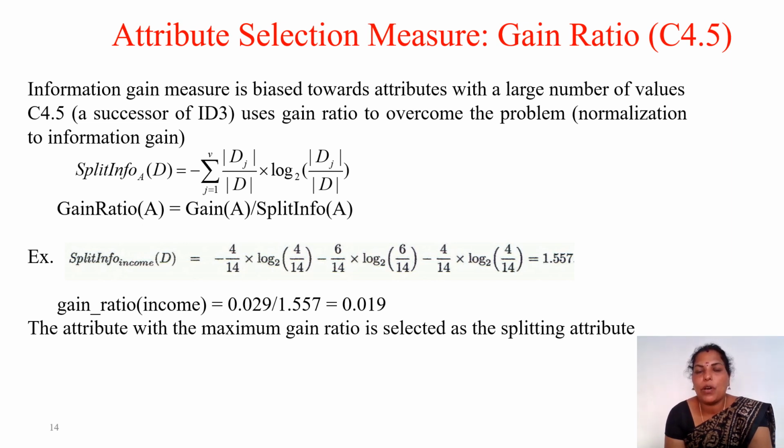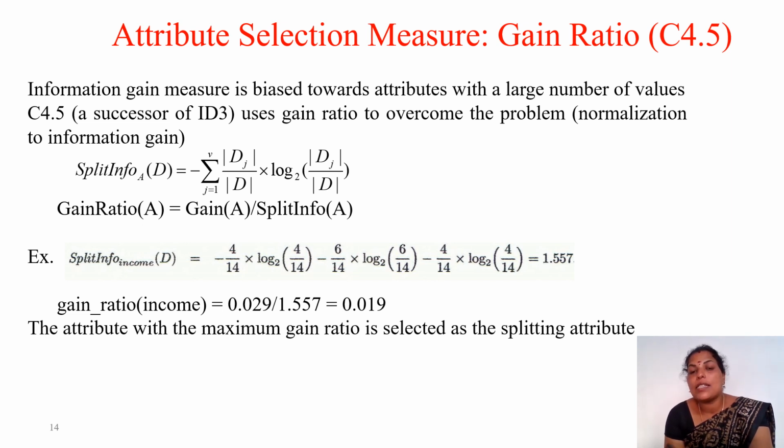Here is how we compute it for income. For income we have 3 categories, low, medium and high. So the split info is minus 4 by 14 into log 2 of 4 by 14, minus 6 by 14 into log 2 of 6 by 14, minus again for high it is 4, so 4 by 14 into log 2 of 4 by 14. So we get a value like this. Then the gain ratio of income is the gain of A, which for the income attribute is 0.029, as we already computed, divided by the split information value.